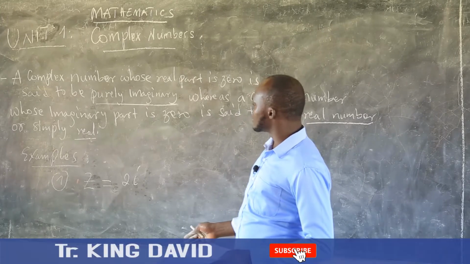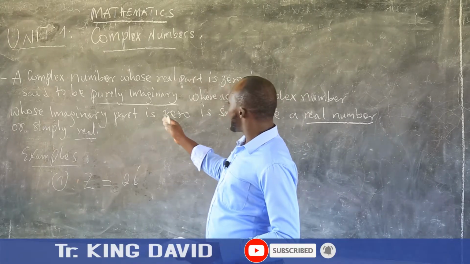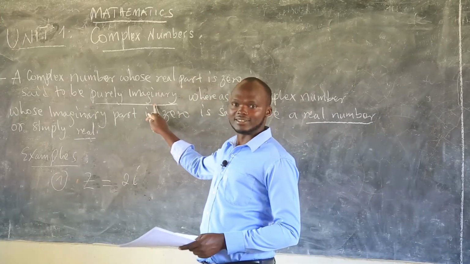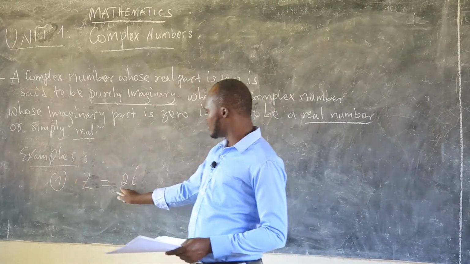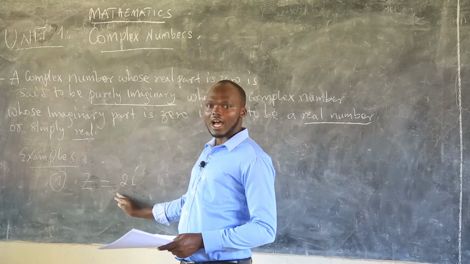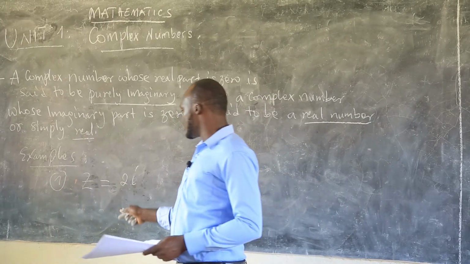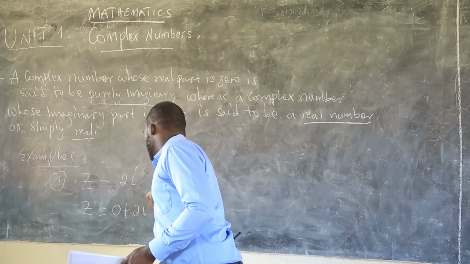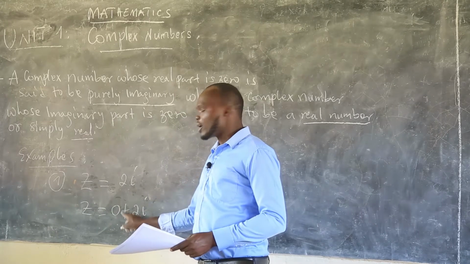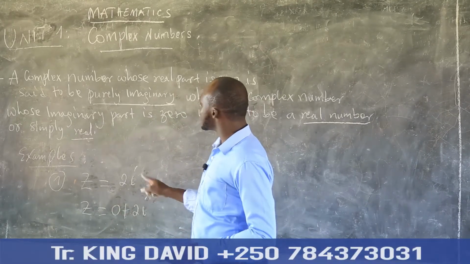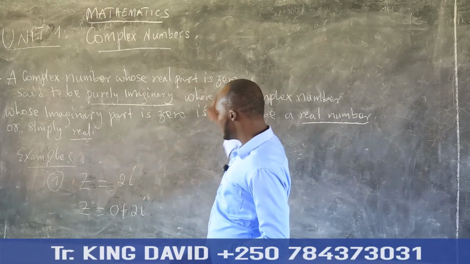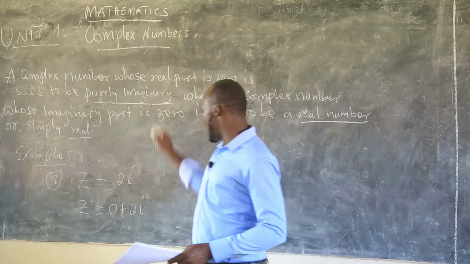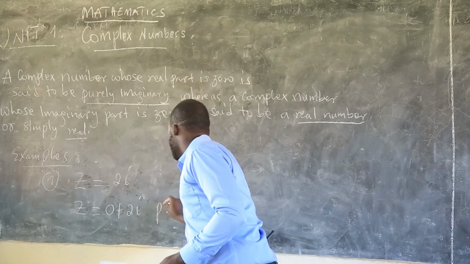We have seen that a complex number whose real part is 0, we call it pure imaginary. So now look here. Do you have a real part here? Our real part here is 0, because now this z is 0 plus 2i. So do you see our real part is 0? So since our real part is 0, this complex number is pure imaginary.